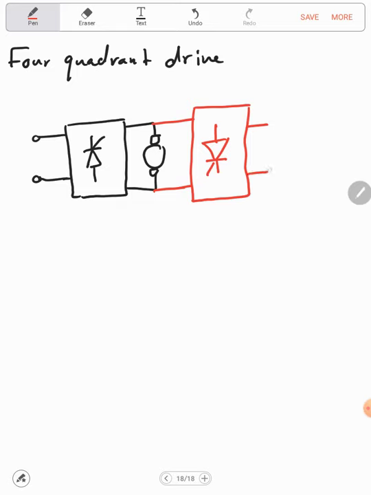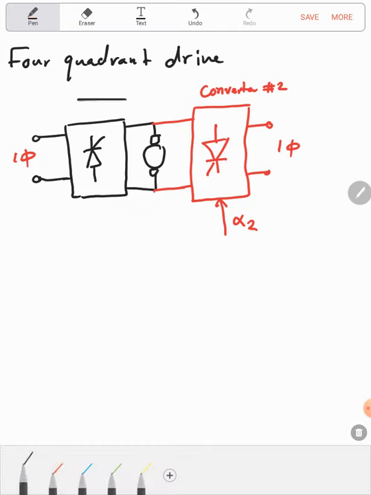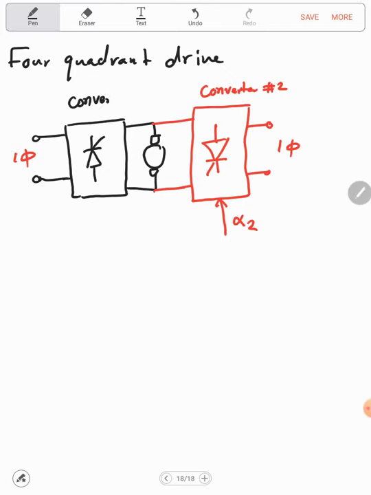And let's assume also it's a single phase. It's supplied from the same supply, by the way. It should be supplied from the phase supply. So now this will be converter number 1, and this will be converter number 2. So here I need to supply alpha 2 for it, and this will be converter number 1, which also I need to supply alpha 1, firing angle number 1, for it.